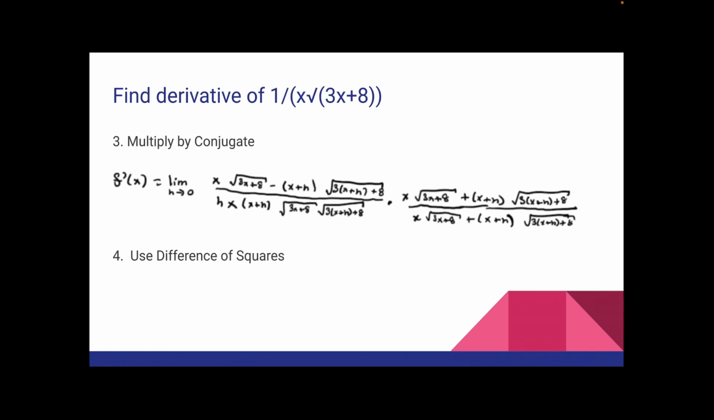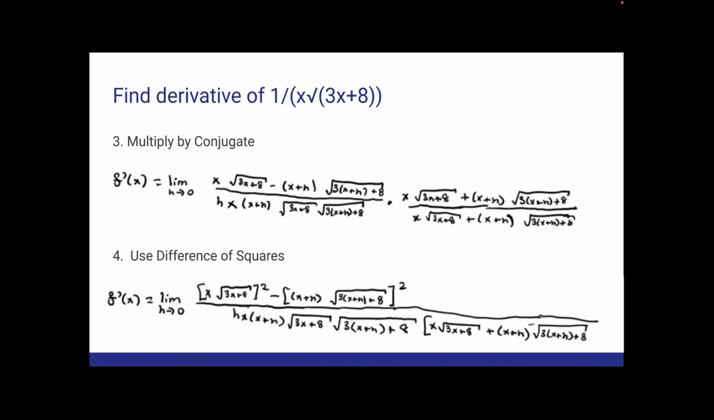So from there we do that. We got rid of the fractions, but we still see that there are radicals there that are blocking the x plus h terms. So we need to multiply by the conjugate of the numerator, which is x times square root of 3x plus 8 plus x plus h times square root of 3 times x plus h plus 8. We multiply that to both the numerator and denominator, and just as before, we have a minus b times a plus b, a squared minus b squared, and we end up with x times square root of 3x plus 8, all of that squared, minus x plus h times square root of 3x plus h plus 8, all of that squared.